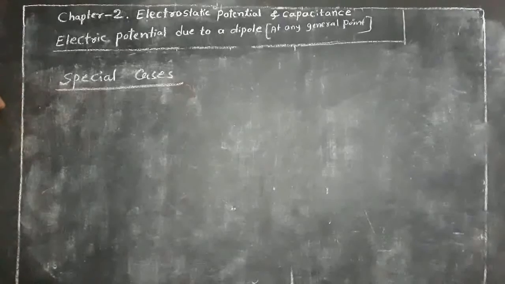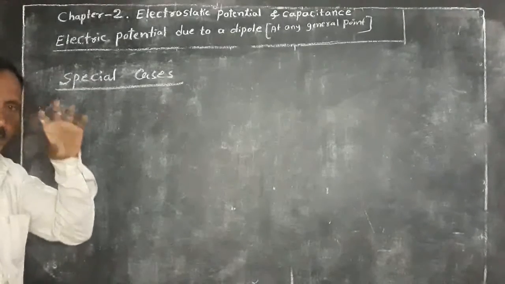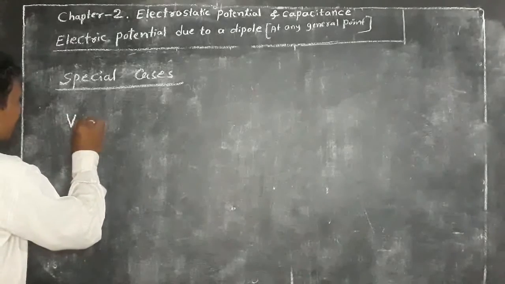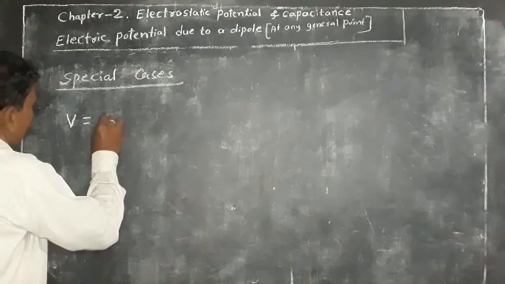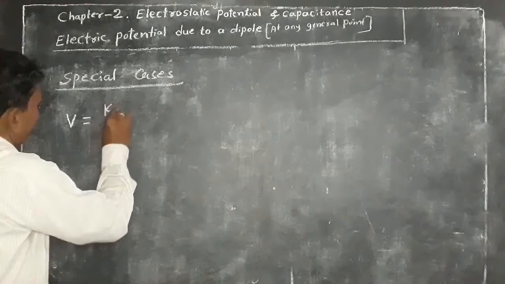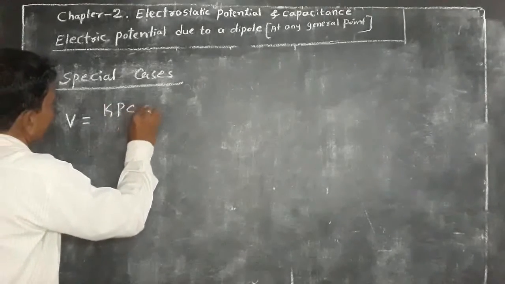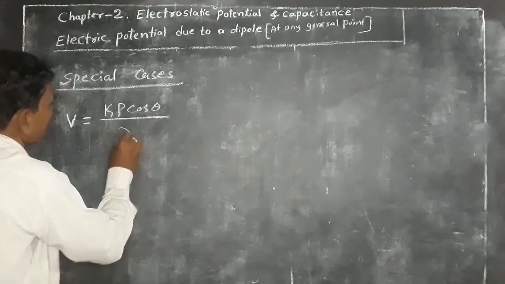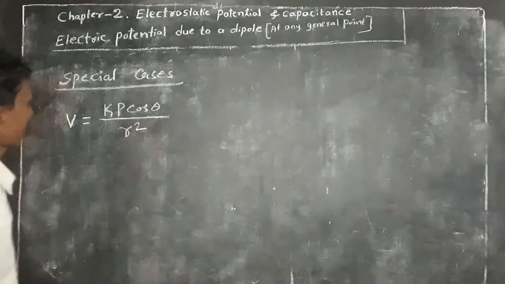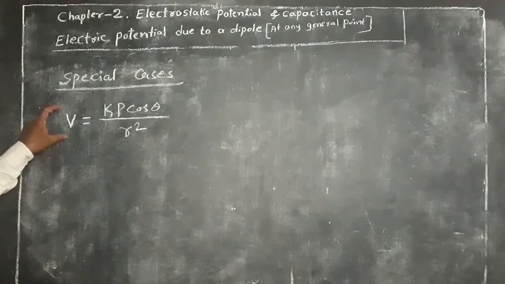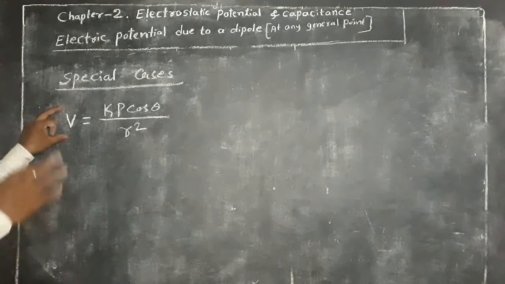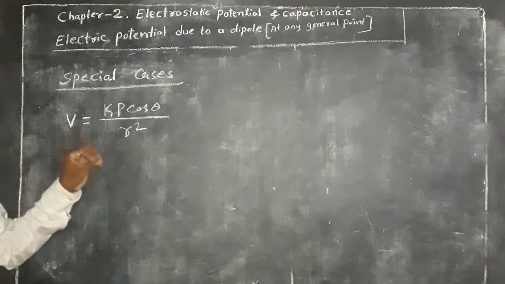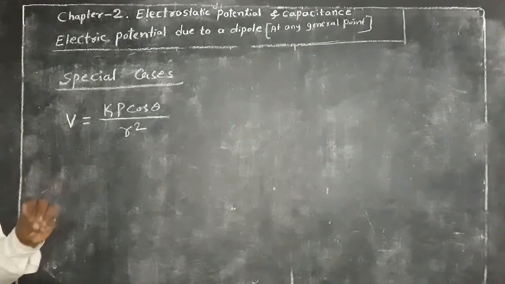The potential at any point due to a dipole is given by phi equal to kp cos theta upon r square. This potential is for any general point. Then what is the potential on the axial line of a dipole?